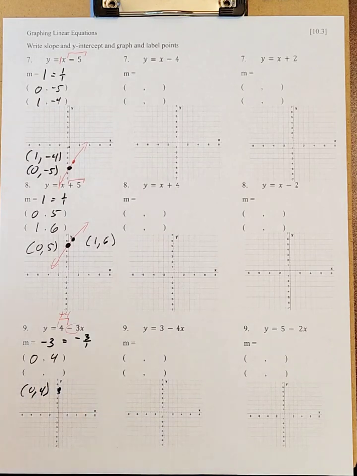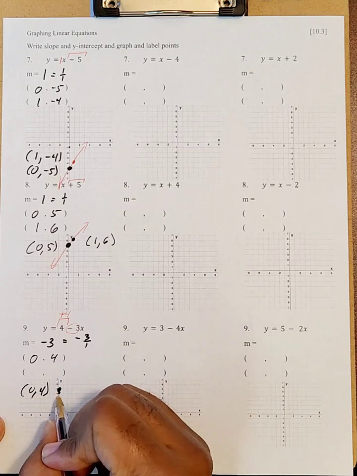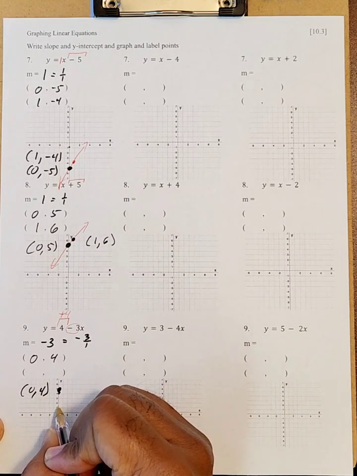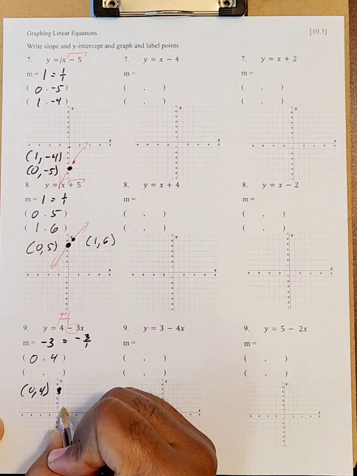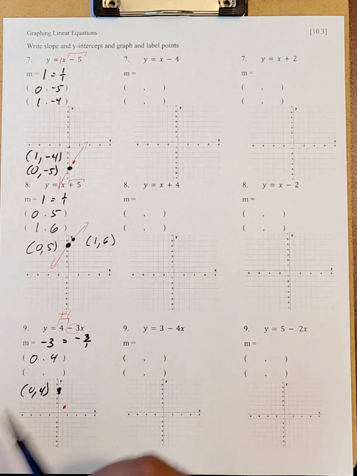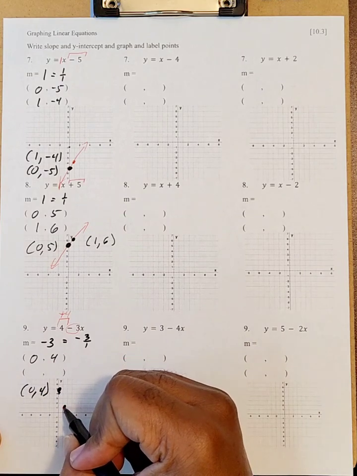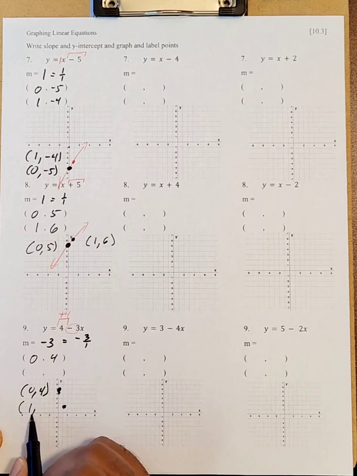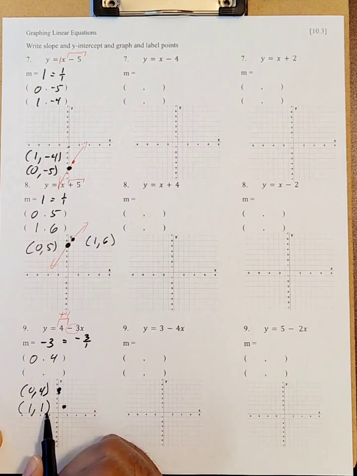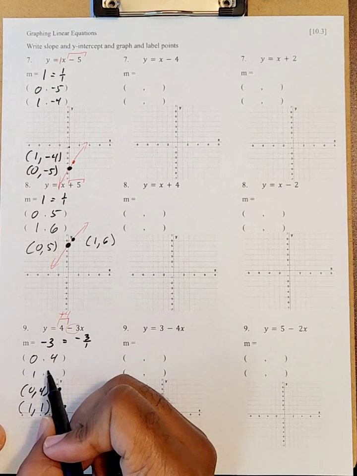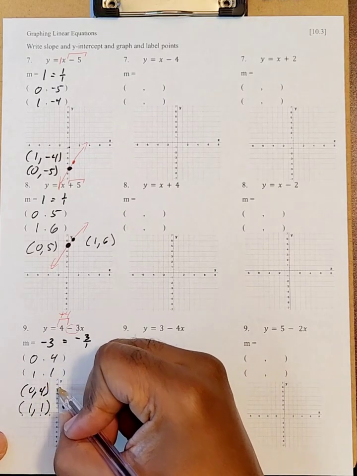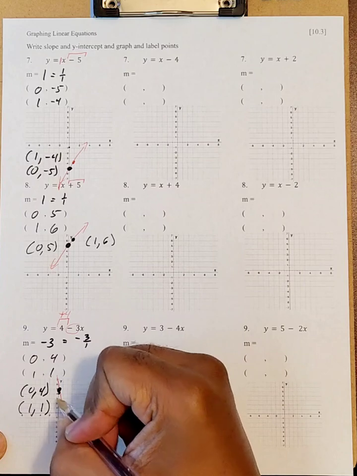And using my slope, we're going to go down 3. 1, 2, 3, and then over 1 to here. Okay, and that is my new point. And the coordinate of that point is x is 1 and y is 1. So that's 1, 1. And we'll draw a line that goes through both points.